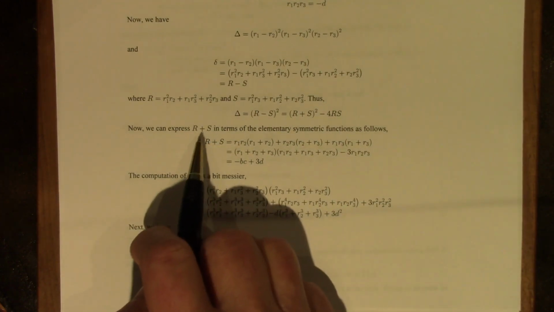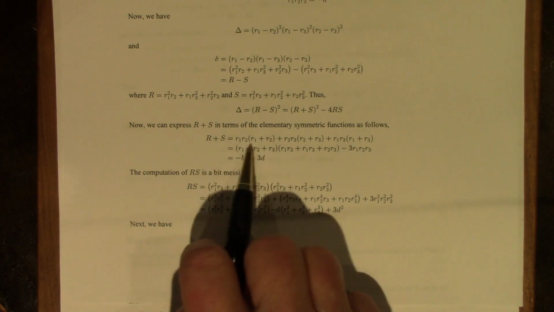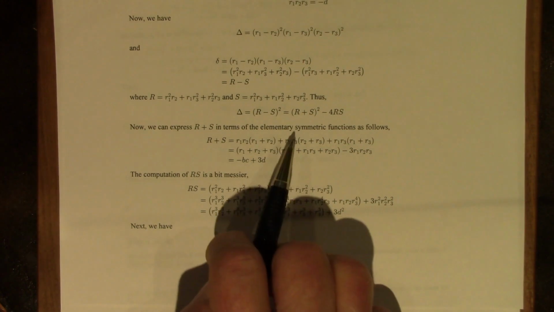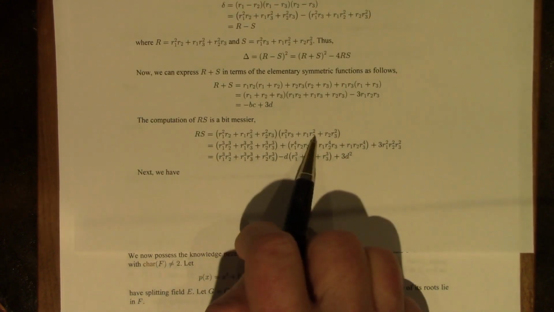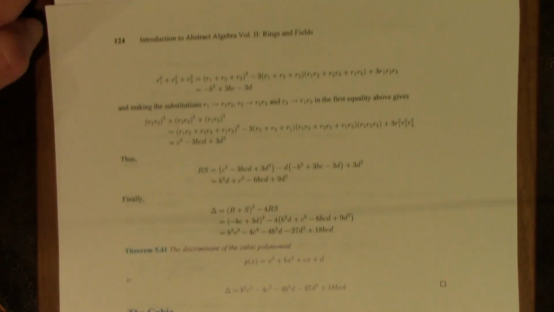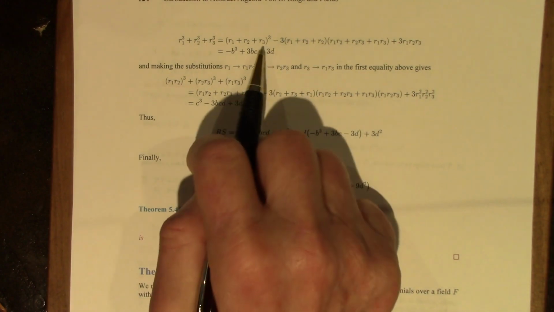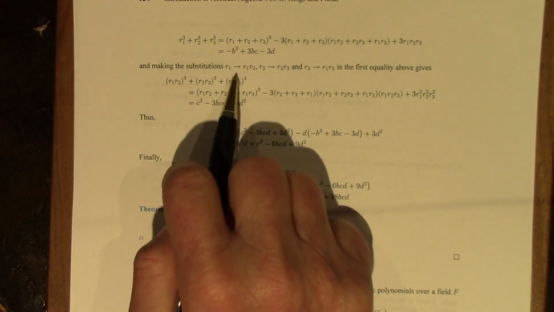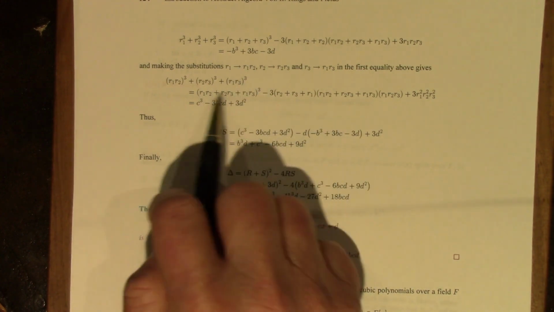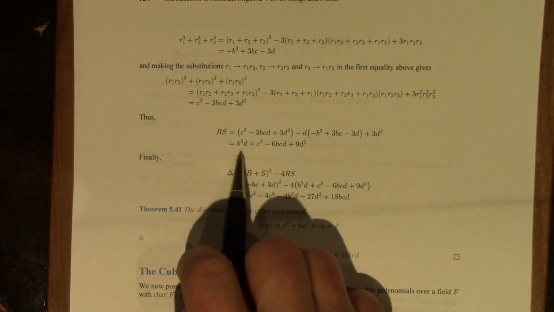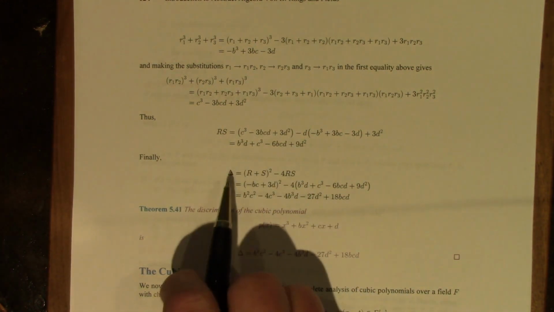Now, R plus S can be written in terms of the elementary symmetric functions or polynomials as follows. R plus S is all of this, which then is this expression in terms of the coefficients. And R times S is this product, which can be written this way. Doesn't look very promising at the moment, but the sum of the cubes of the roots can be written this way, and it is expressed in terms of the coefficients because this is symmetric in the roots. Making the substitutions indicated here gives us this expression, which is also a polynomial in the coefficients, and so R times S is now this polynomial in the coefficients.